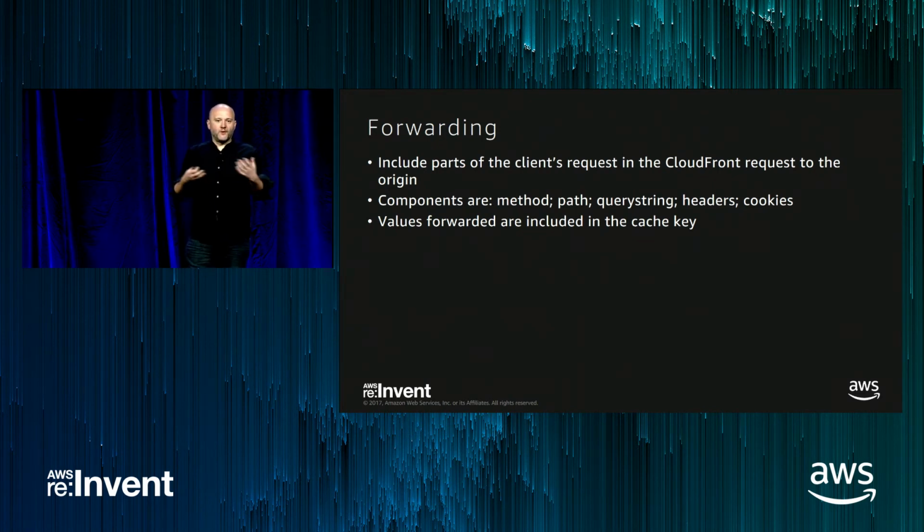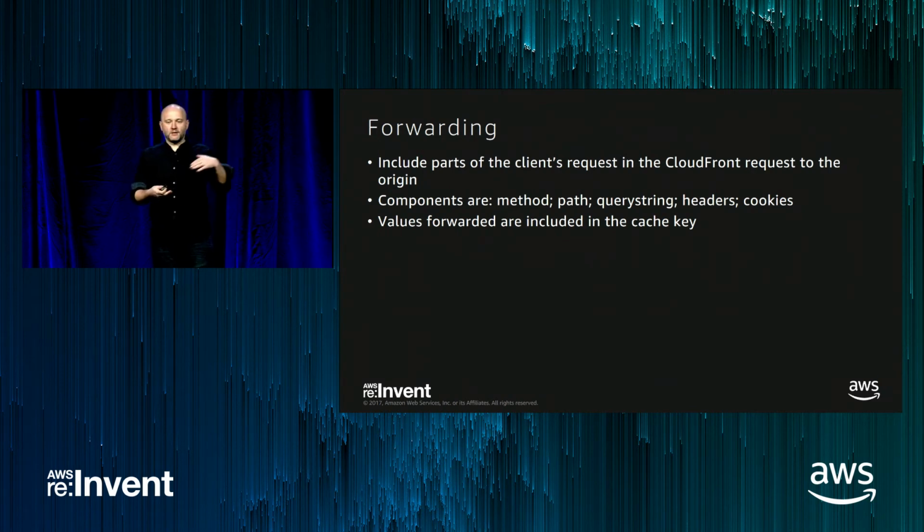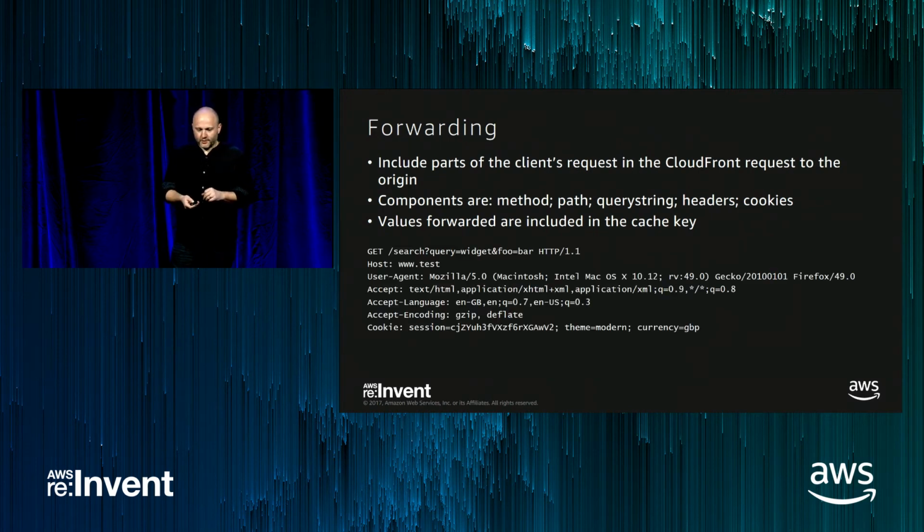But as you add these forwarded values, and they're being added to the cache key, that has a tendency to reduce your cache hit ratio. So you want to try and make sure that you don't unnecessarily forward components in your requests. So let's just walk through this. Here's an example HTTP request.